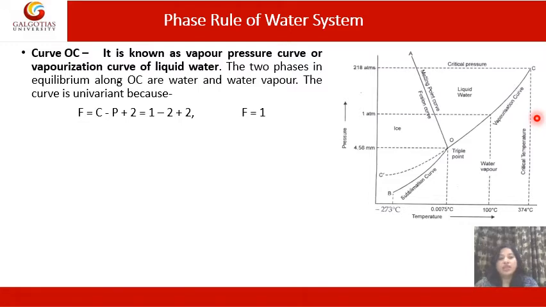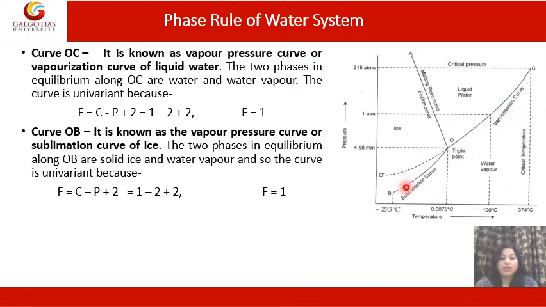Now we discuss another curve, that is OB, called the sublimation curve, which represents the equilibrium between ice and vapor, and it is called the vapor pressure curve of the ice. The curve starts from the point O and ends at B, that is absolute zero. This curve shows the effect of the pressure on the freezing point of the water. So this system has a degree of freedom of 1, which is easily shown by the phase rule equation.